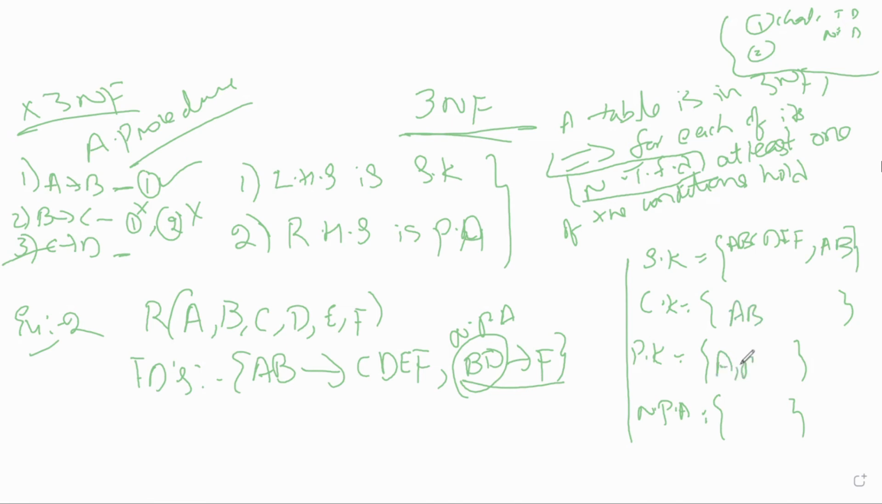Because if you identify AB as a candidate key, then the prime attributes will be A and B. So then we have to check how we can confirm this: whether this A or B is present in the right hand side or not. There was no A or B in the right hand side. So yes, we can end this with AB only. So non-prime attributes are C, D, E, F.